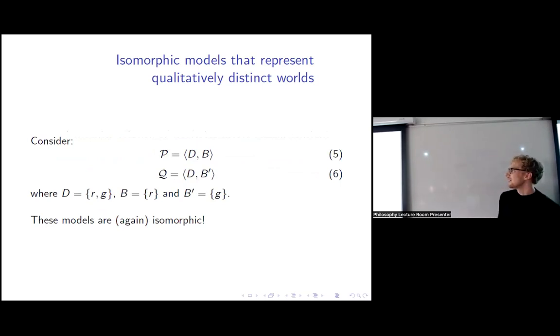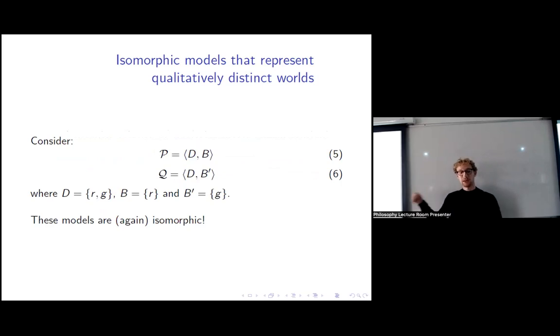So consider these models. Now we've got a domain containing two objects, R and G, and a single predicate B. In the first model, R is in the extension of B, and in the second model, G is in the extension of B. Again, this means that the models are isomorphic, because if we map R onto G and vice versa, then that's going to realize an isomorphism.